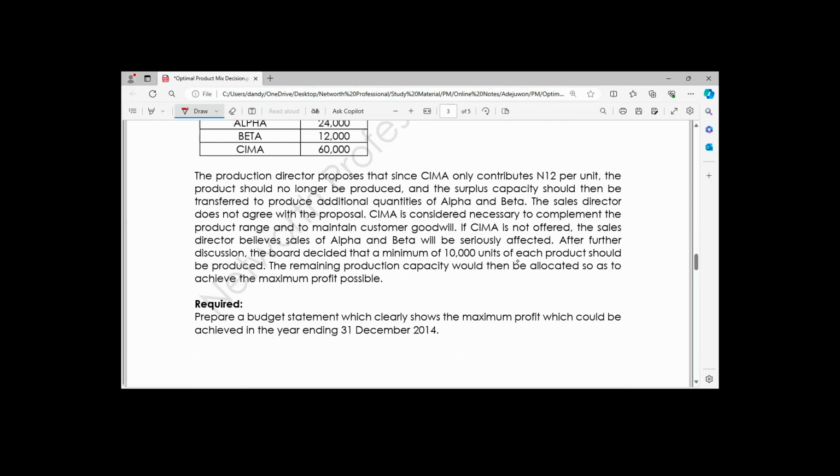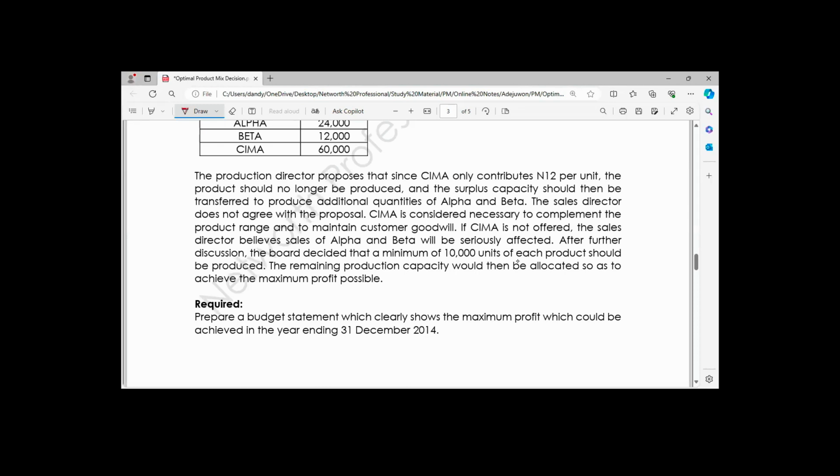The production director proposed that since CIMA only contributes 12 naira per unit, the product should no longer be produced, and the surplus capacity should then be transferred to produce additional quantities of alpha and beta. The sales director does not agree with the proposal.